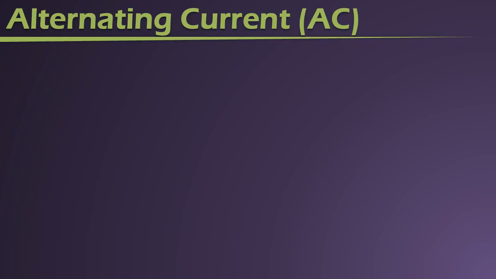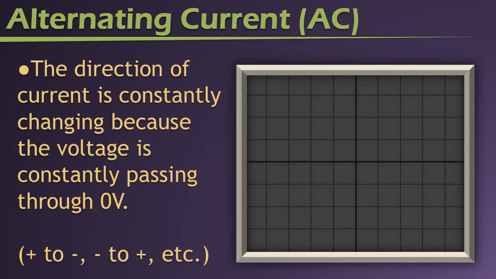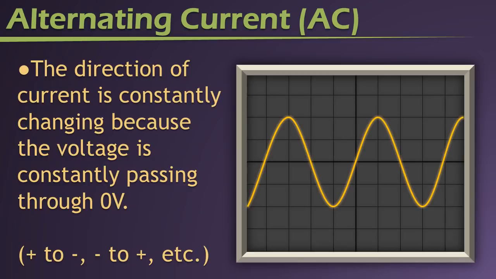Alternating current is a little bit different. Well, it's actually quite a bit different. In alternating current, the direction of current is constantly changing because the voltage is constantly passing through 0 volts, so it's changing from a positive voltage to a negative voltage, and then from a negative voltage to a positive voltage, and this causes the current to kind of oscillate back and forth. So if we look at the oscilloscope, that is an AC waveform.